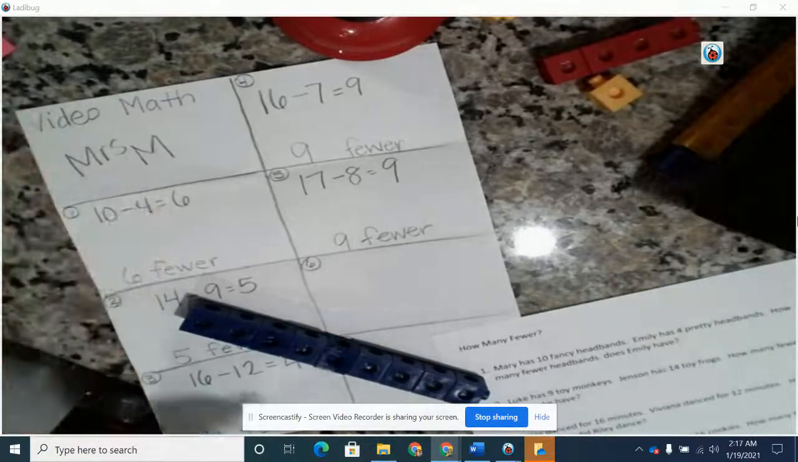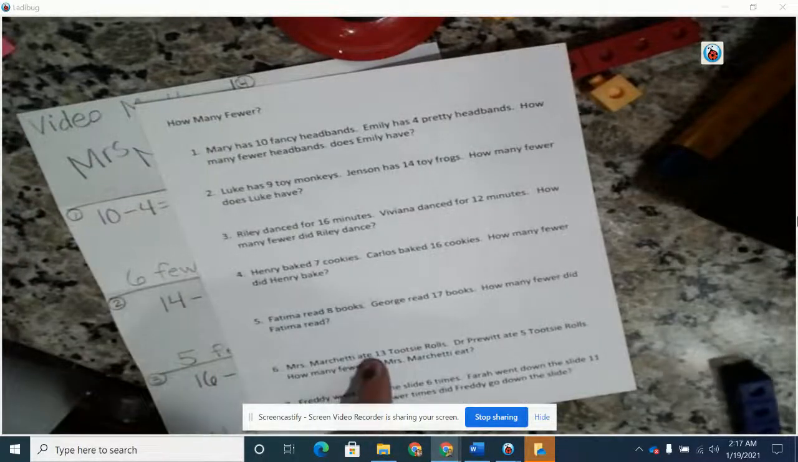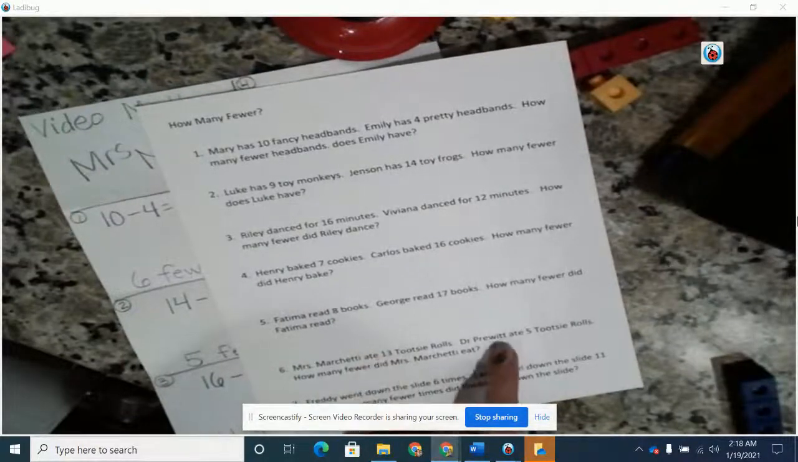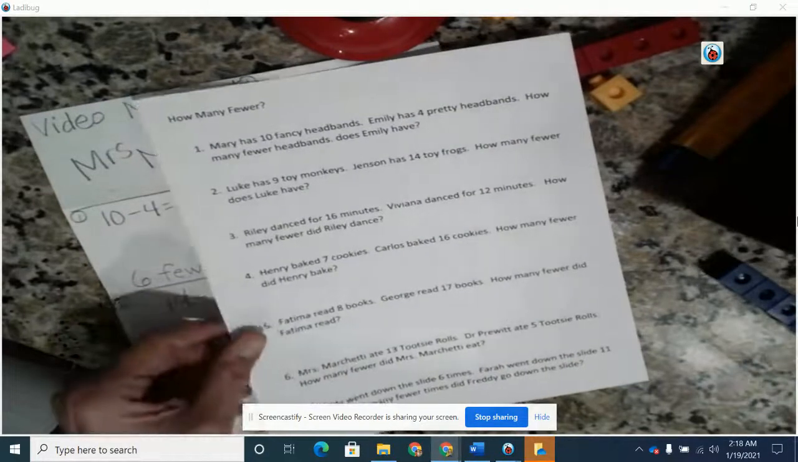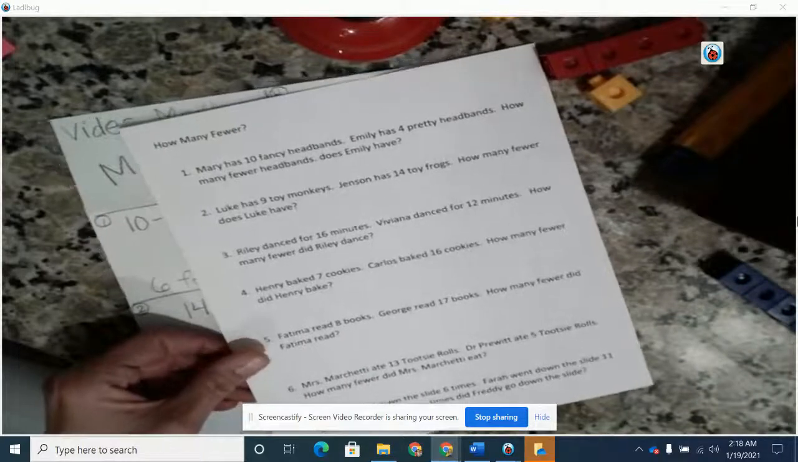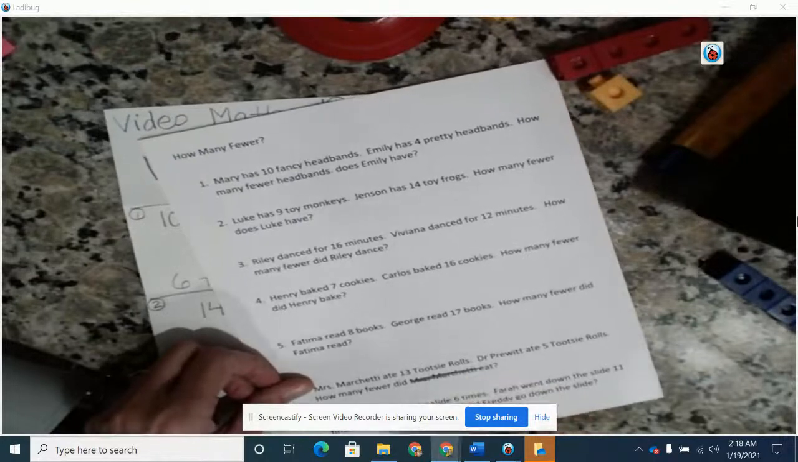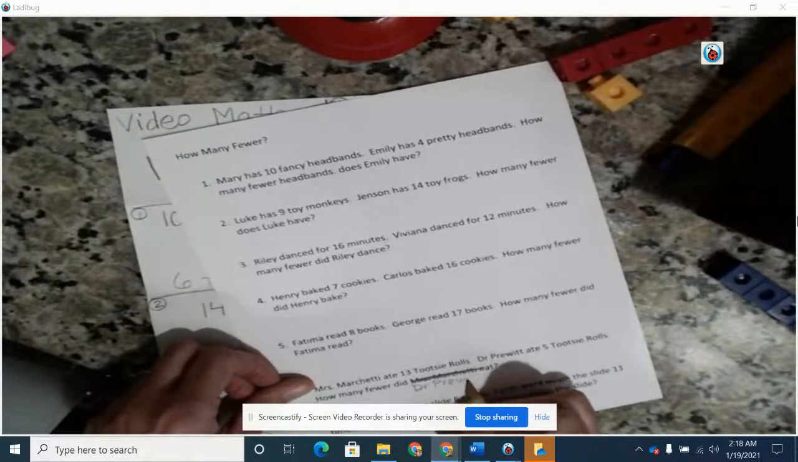Okay, let's see what number 6 says, and we only have 2 more to do. Mrs. Marchetti ate 13 Tootsie Rolls. Dr. Pruitt ate 5 Tootsie Rolls. How many fewer did Mrs. Marchetti eat? No, Mrs. Marchetti didn't eat fewer. I better change that. I must have not been paying attention. How many fewer did Dr. Pruitt eat, right? That was my mistake.